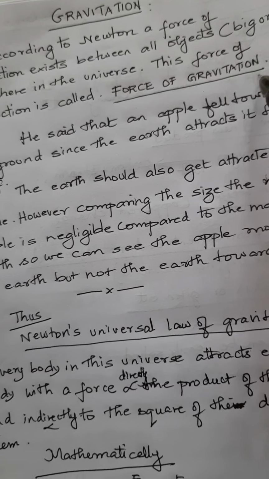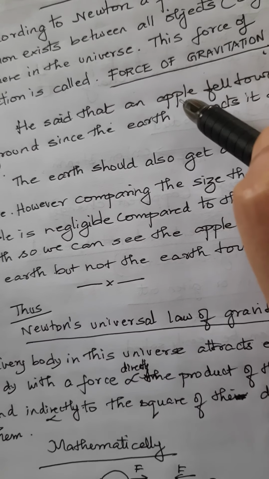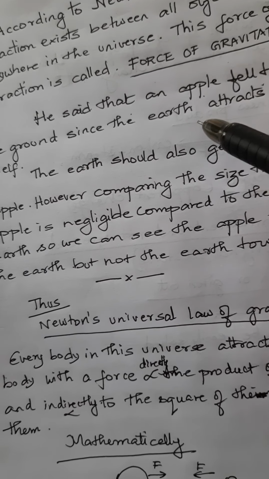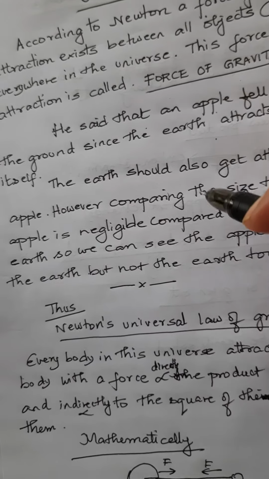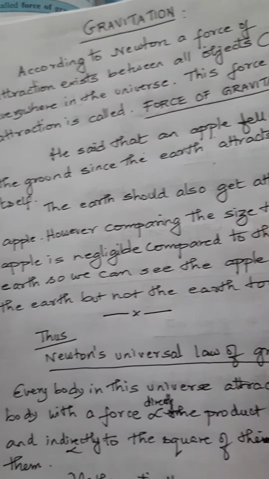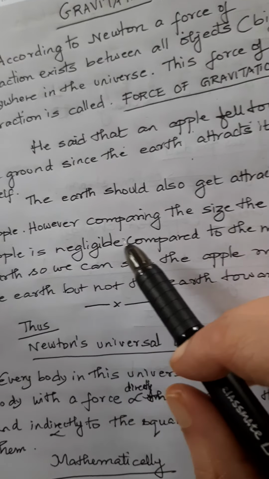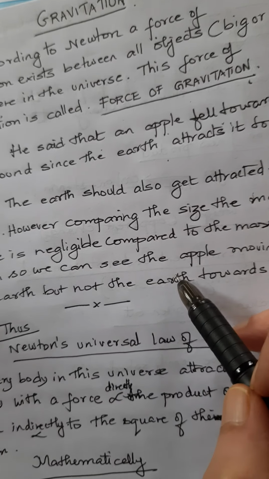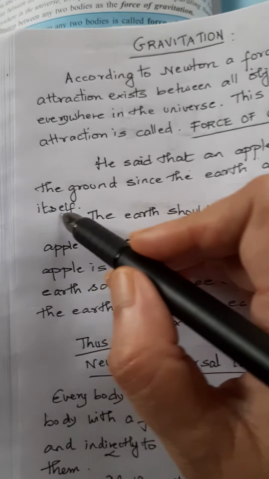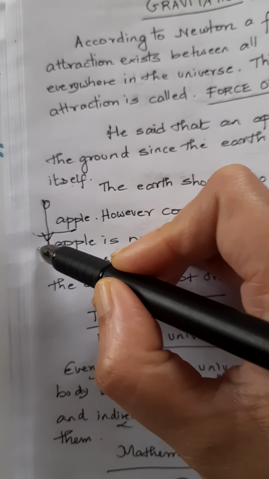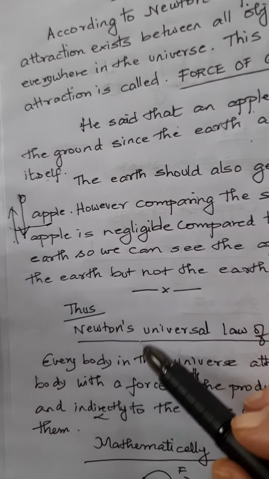Right? This he experienced because he had experienced an apple falling on his head. So he said that the apple fell on the ground since the earth attracts the apple towards itself. Now the earth should also get attracted to the apple. However, comparing the size and the mass, the mass of the apple is very negligible compared to that of the earth. So we can see the apple moving towards the earth, but not the earth moving towards the apple.